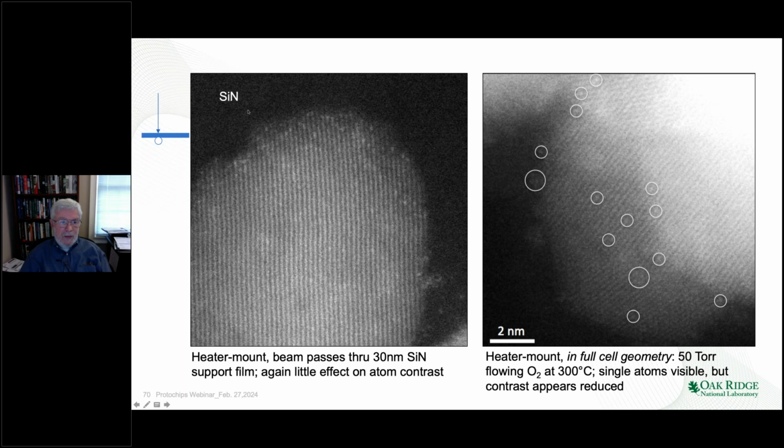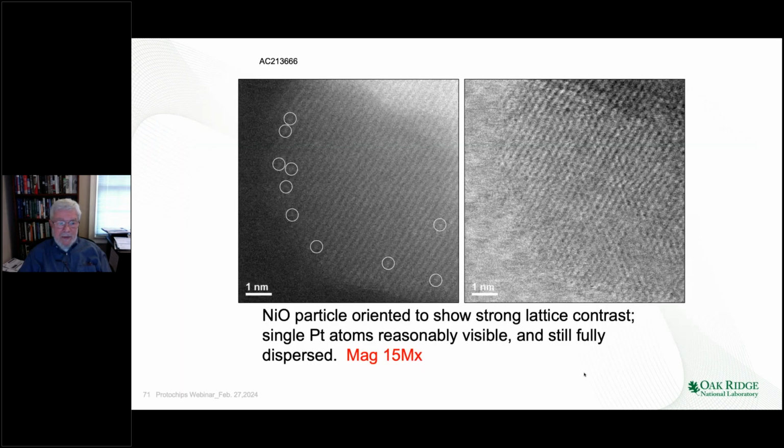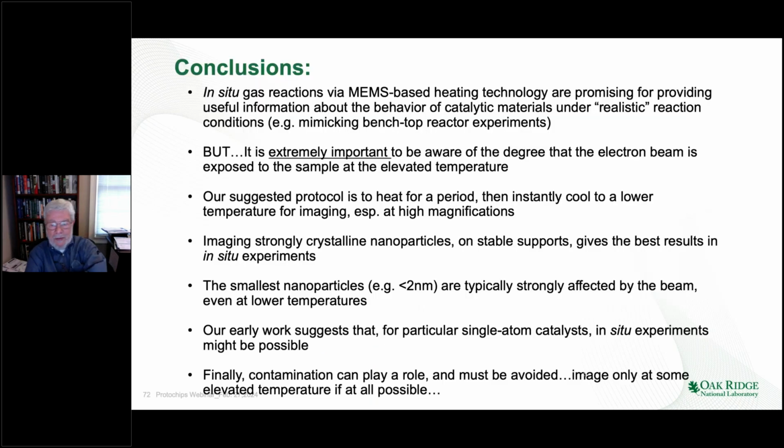And then this is through the silicon nitride and we still see the single atoms with the beam passing just through silicon nitride. And in the full geometry of the cell, you can still see single atoms at 50 torr at 300 degrees centigrade. Reduced contrast, as I mentioned, because of the scattering of the gas, but still single atoms showing up. 15 million X, again, we're right on the verge. So I think it basically shows that there's a possibility that we can even do single atom catalysis studies in the microscope.